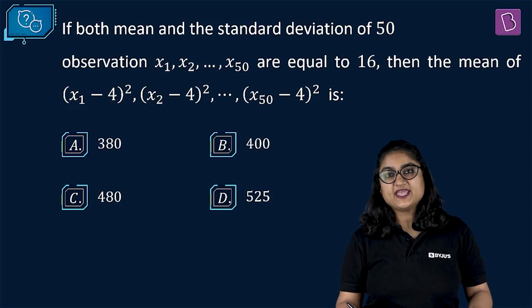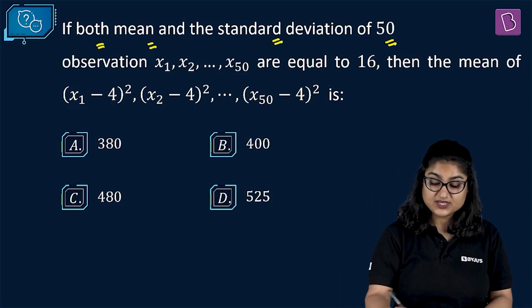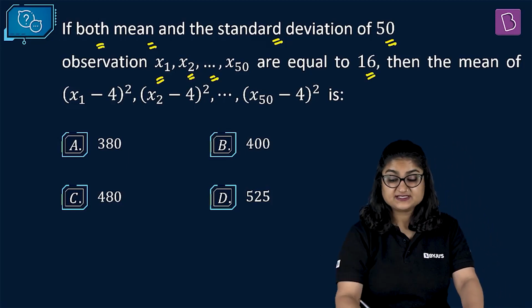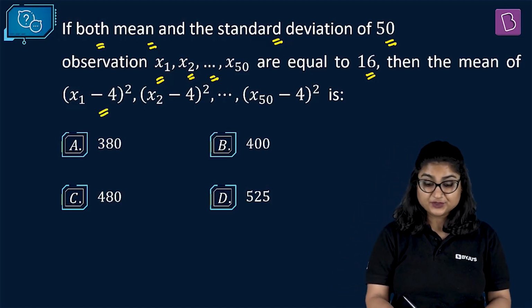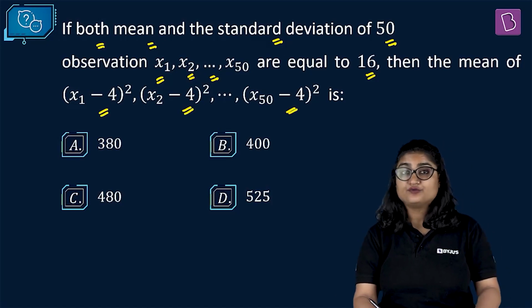So in this question, we have been given that both mean and the standard deviation of 50 observations x1, x2, x3 going till x50 are equal to 16. Then we have to find out the mean of the observations x1 minus 4 the whole square, x2 minus 4 the whole square going till x50 minus 4 the whole square.